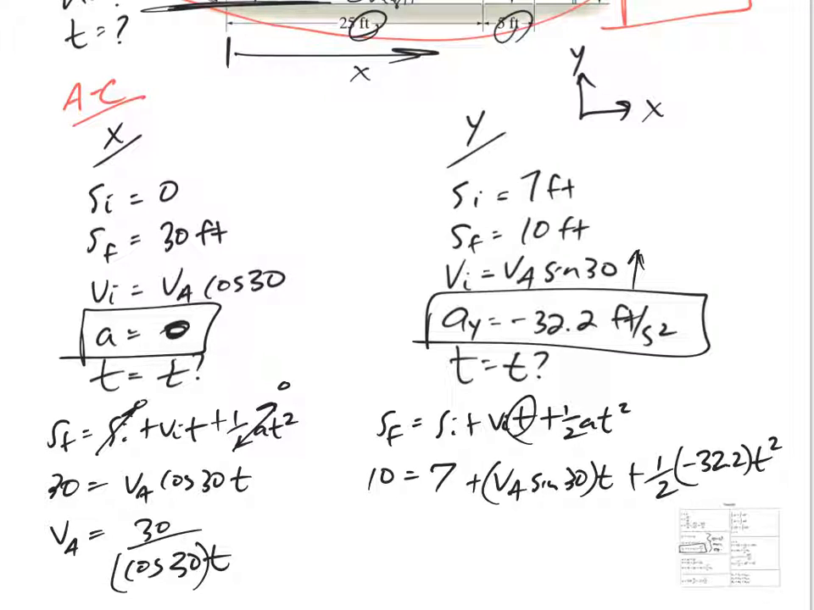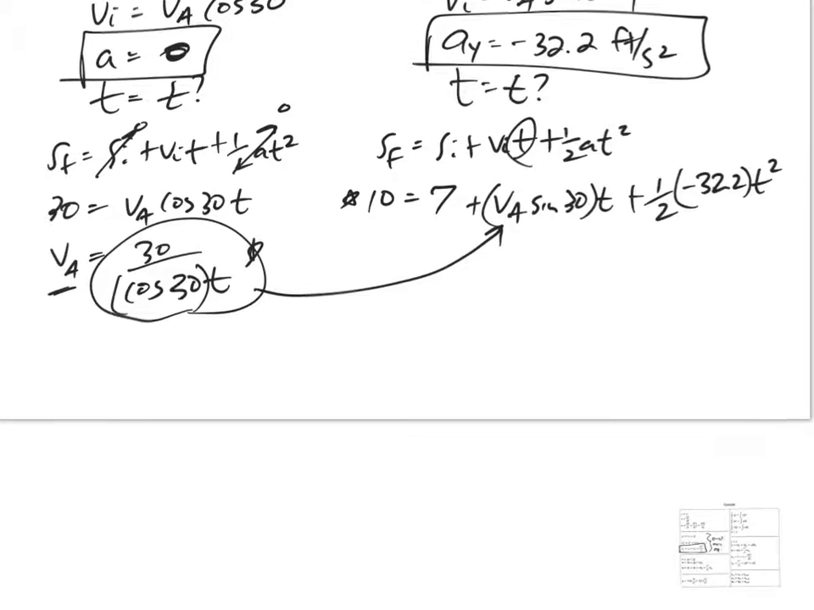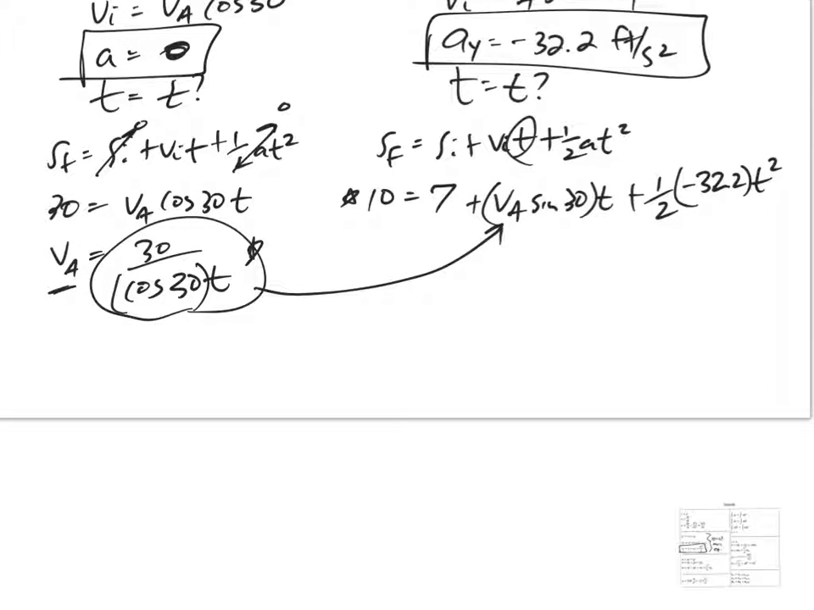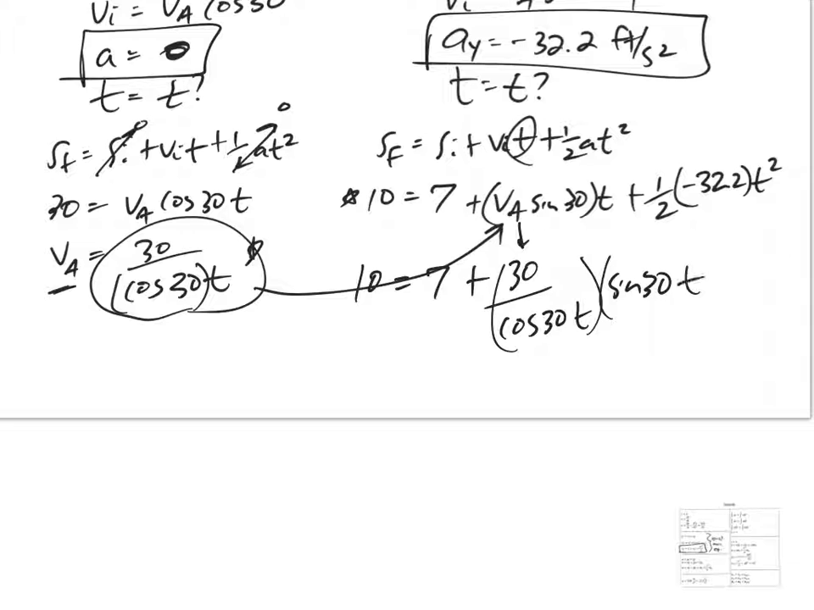So two equations, right? One equation right here, one equation right here, and two unknowns. So write one in terms of the other. Plug this in right there for V_A. Let me see what happens when I do that. I've got 10 is equal to 7 plus, let me see, 30 over cosine 30 t, that's the V_A, times sine 30 t, minus 32.2 over 2 t squared. All right, these t's cancel out. That cosine 30 is a number, sine 30 is a number, 30 is a number. So that's just a number.